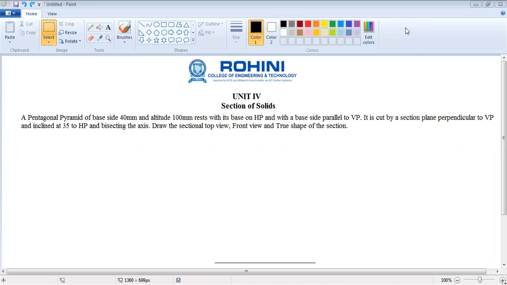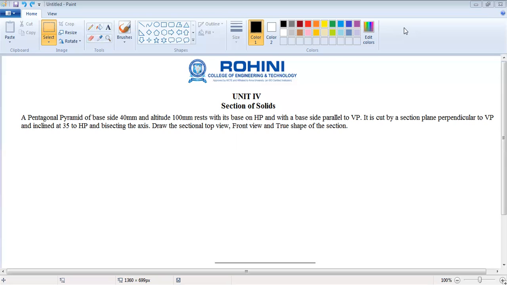So the problem is a pentagonal pyramid of base side 40 mm and altitude 100 mm, resting with its base on HP with a base side parallel to VP. It is cut by a section plane perpendicular to VP and inclined 35° to HP and bisecting the axis. Now draw the sectional top view, front view, and true shape of the section.